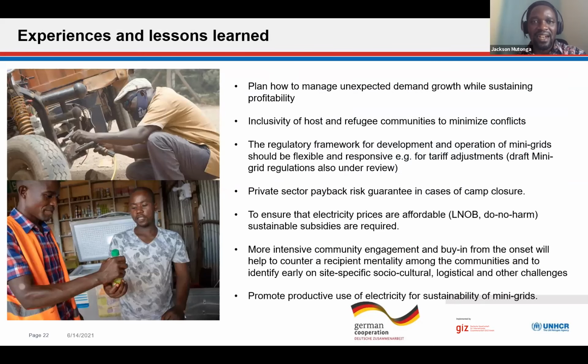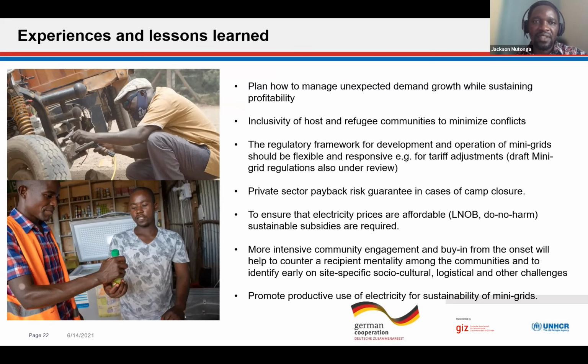So we have, of course, several lessons we have learned from the implementation of these 2 mini grids and on our ongoing work under the ESDS project. First of all, it is important while we are working with the private sector or whatever organization is implementing mini grids in these settlements to plan for unexpected demand growth or demand lockdown, I would say, because first of all, people, when they get this electricity, they are very creative and start so many businesses.